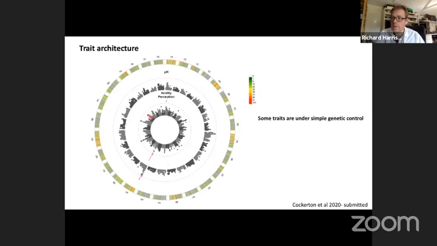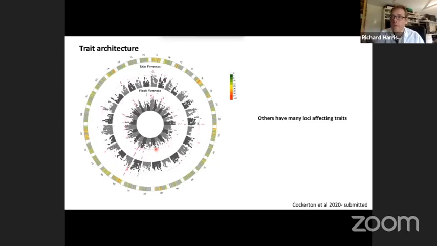Not so important. The point is that for acidity perception, a single locus, a single genomic region on a single chromosome, seems to be controlling most of the differences in acidity perception. If we contrast that to something like skin firmness, what we can see here is, again, the same chromosomes. Everything in pink is significant.